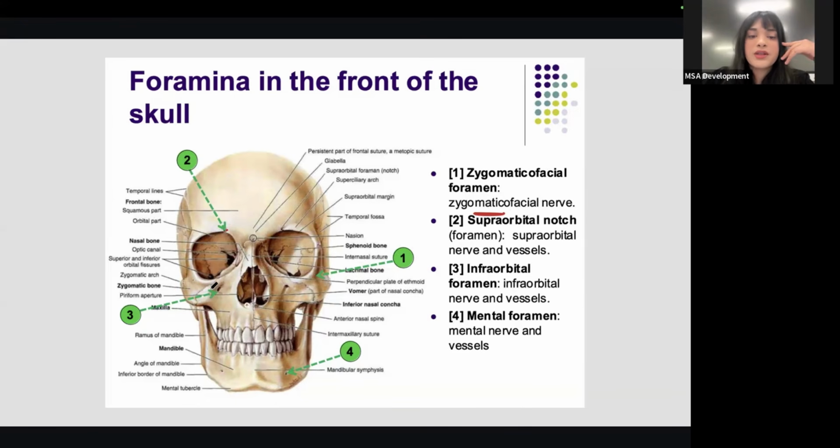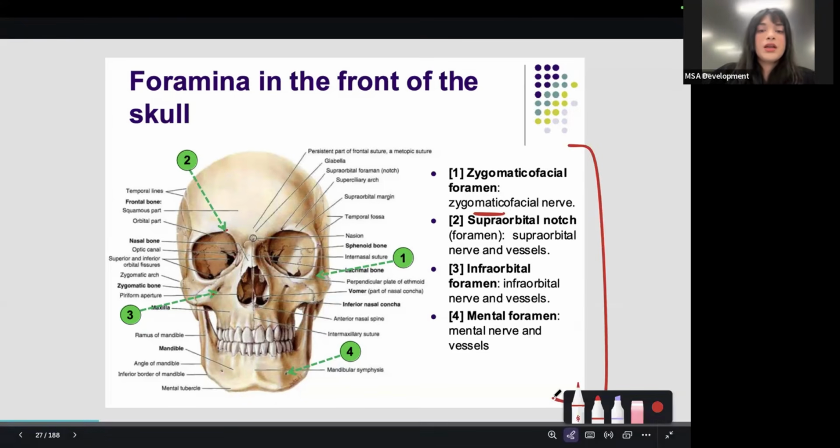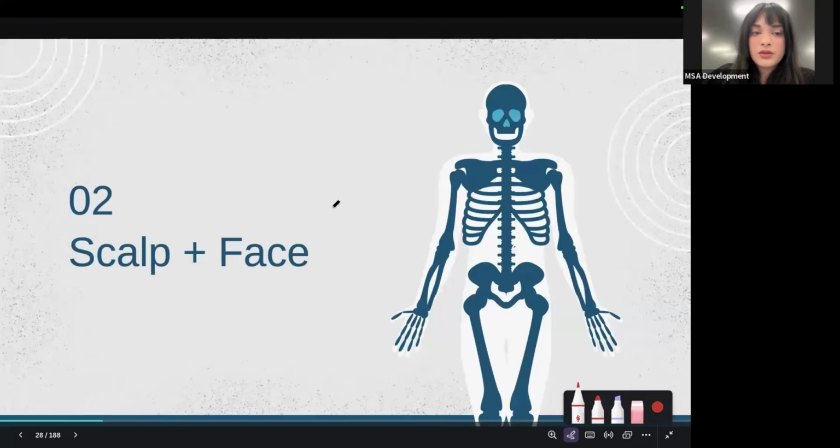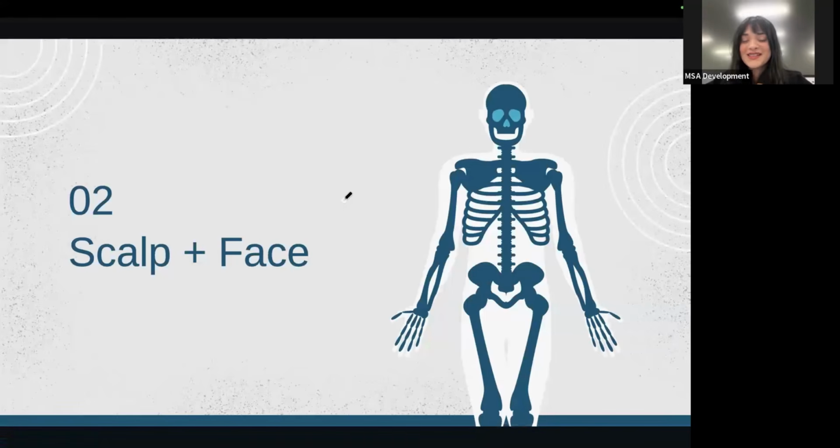Infraorbital below the orbit, so that's over here. It transmits the infraorbital nerve and vessels. And then you have the mental foramen, mental nerve, and mental vessel. So if you just remember the foramen, you're gonna remember what it transmits because they have the same name. Okay? Moving on to the scalp and face. So we're done with the first lecture.